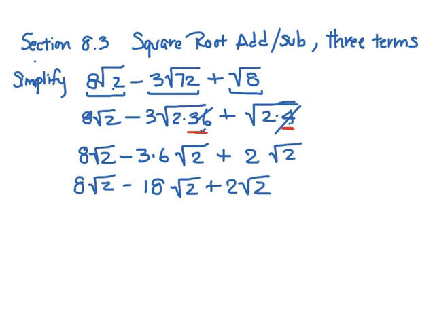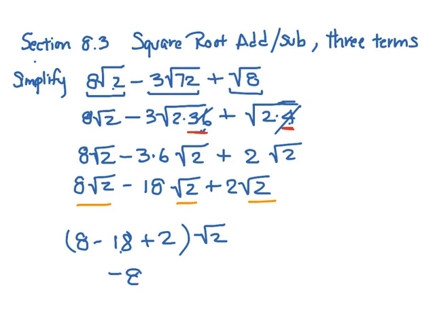Now if I look, all three of my terms have a square root of 2. So I can factor out my square root of 2, and I'm left with 8 minus 18 plus 2. 8 minus 18 is negative 10 plus 2 is a negative 8. So I simply have a negative 8 times the square root of 2.